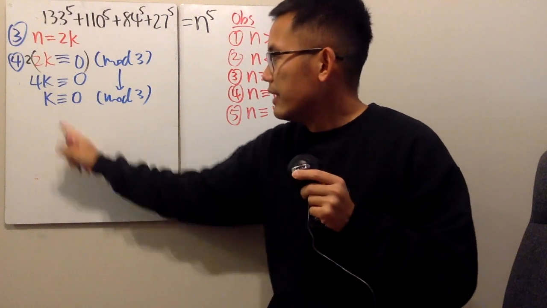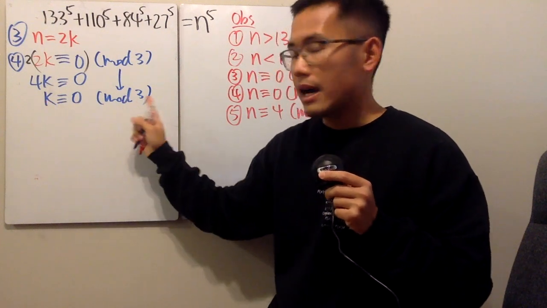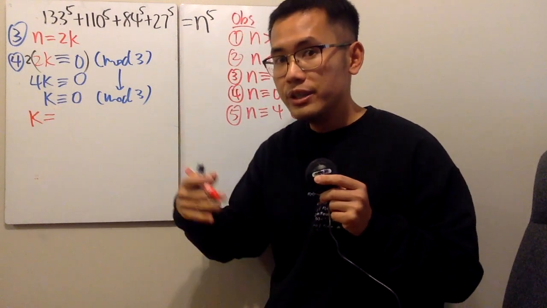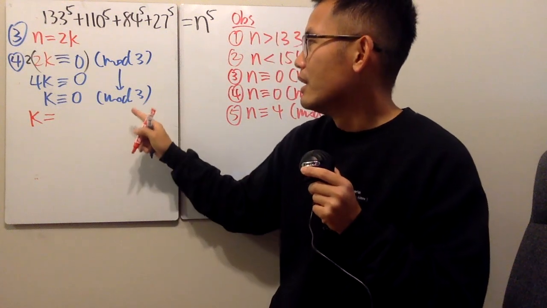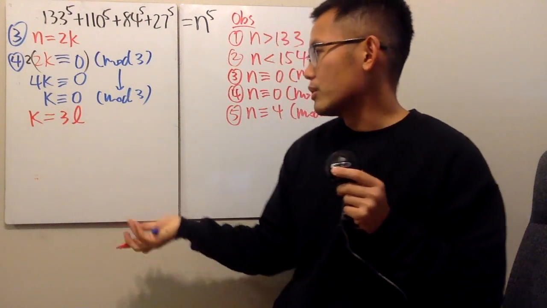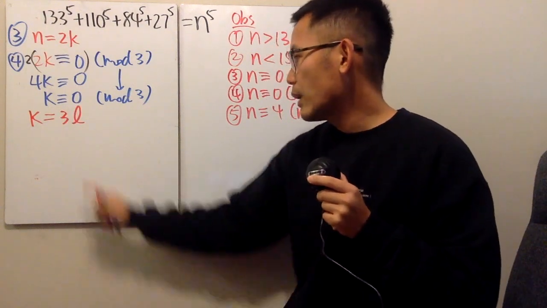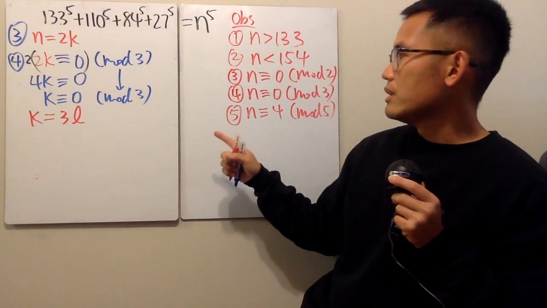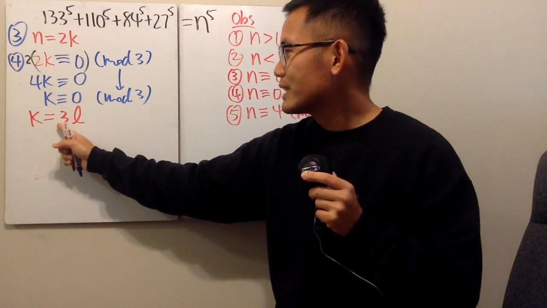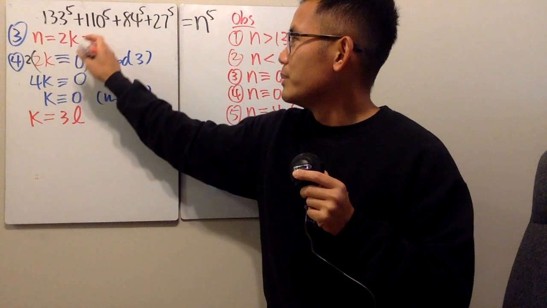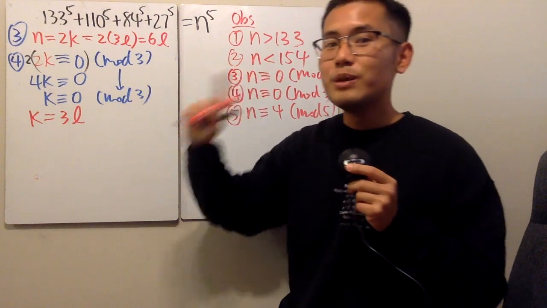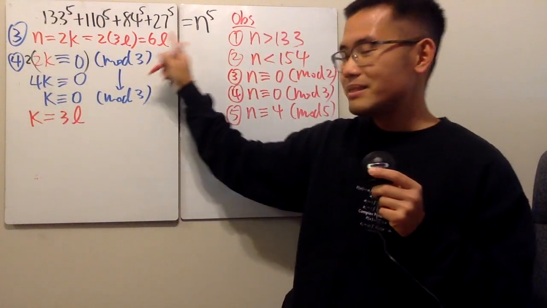Then, based on this, k is congruent to 0 mod 3, we can write k as 3 times some whole number, and let me just put L. So k is equal to 3L. So k is also a multiple of 3. And in the end, I'll just put the 3L right here for the n. So we see this is going to be 2 times k, which is 3L, and that will be 6L. Then we see n is this, and then I'll put this right here.